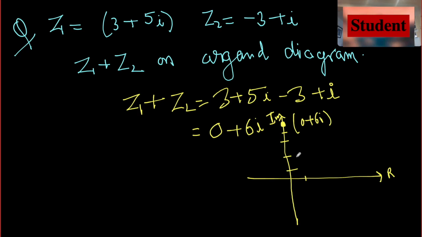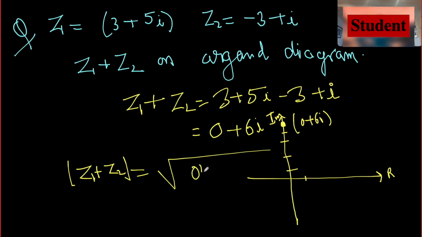Now how will you find the modulus of Z1 plus Z2? Similarly, the square root of a squared plus b squared, 0 squared plus 6 squared. Is that okay? And this will give you the square root of 36, which is equal to 6. And you can see that this distance is 6.